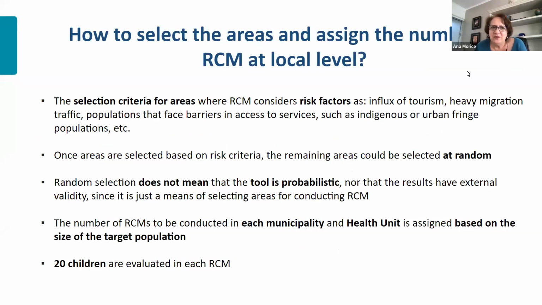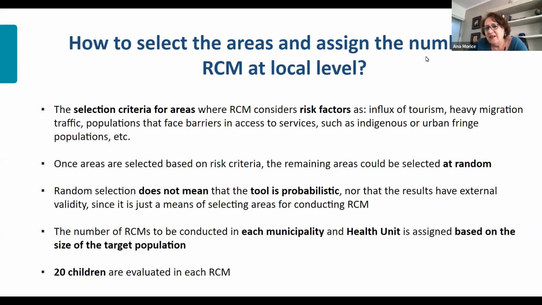I mentioned that I wanted to talk about how to select the areas and how many RCMs we should conduct. Well, it depends again. The selection criteria of areas considers risk factors, as I mentioned before, and some of these risk factors are contextual, depending on the community. It could be tourism in some areas, or migration, or population that are facing barriers in access to services, or indigenous population, or in urban areas. So it depends on the local context.